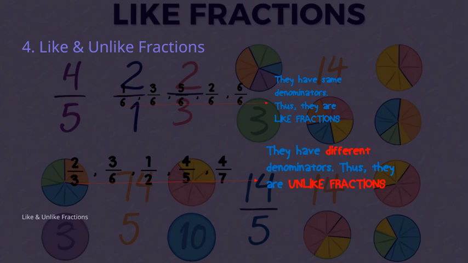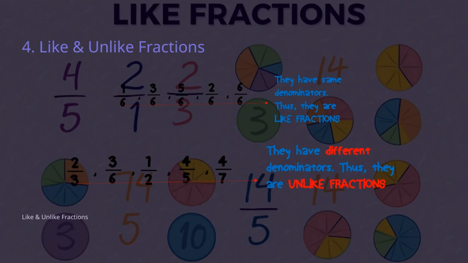Like fractions have the same denominator, which means they share the same bottom number. For example, 1/4 and 3/4 are like fractions because they both have 4 as the denominator. This makes comparing and adding them pretty straightforward. On the other hand, unlike fractions have different denominators, like 1/3 and 2/5.